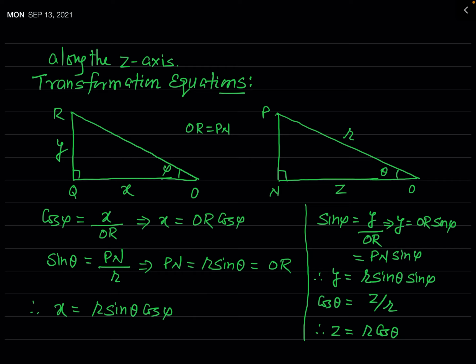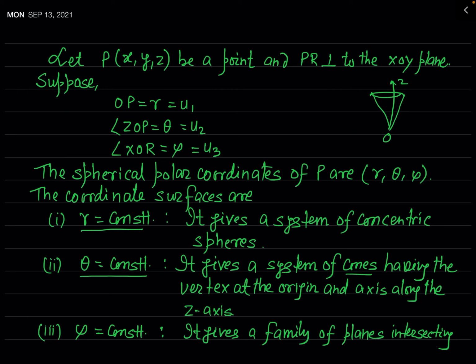Now to find the value of scale factors, first of all we will see the transformation equations, that is the transformation equation between x, y, z and r, theta, phi. Here you can see r, theta and phi are the spherical polar coordinate system. So you can say that r is just equal to u1, theta is equal to u2 and phi is equal to u3.